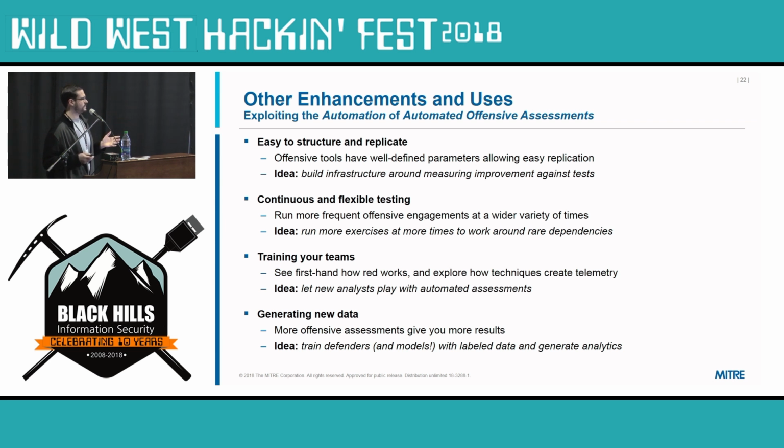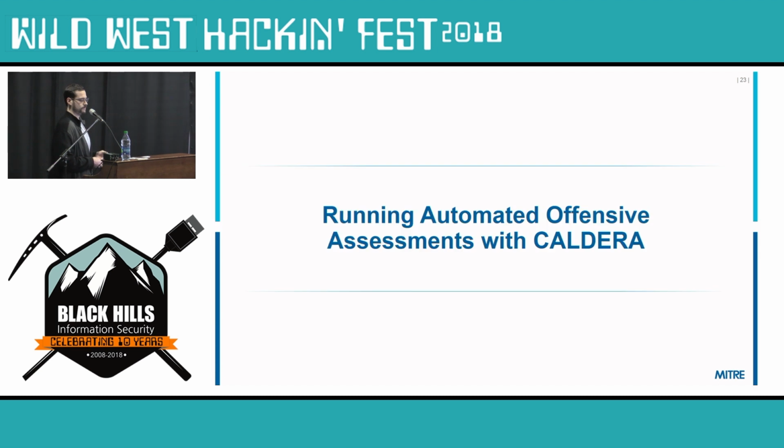I had more slides on that one, and they got cut, unfortunately, but really the 2 big things are that your analysts can see how Red Team actually works and explore how techniques create telemetry data that they can look for, and start learning what artifacts they should look for. Then the last big one is just generating new data. There's a bit of a training aspect here too, and you can also try to come up with labeled data and generate analytics. There's some nuance there because you want to avoid overfitting, but the general idea is to show you what data sources you would be looking for.